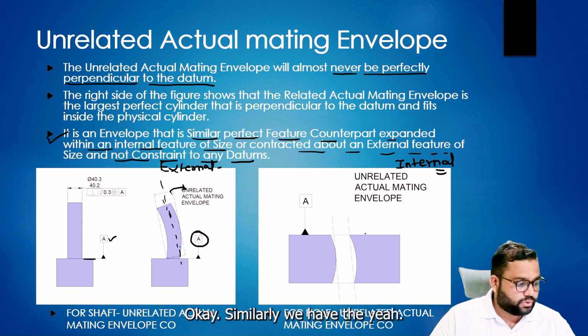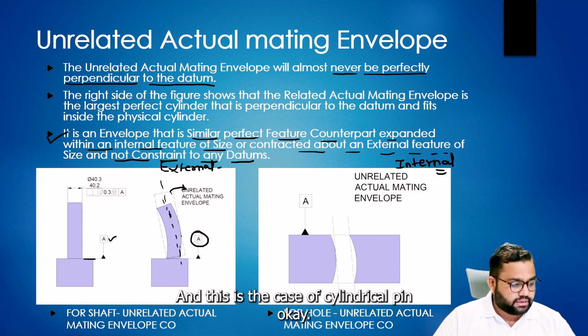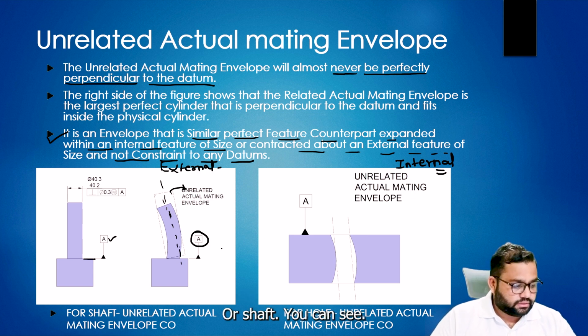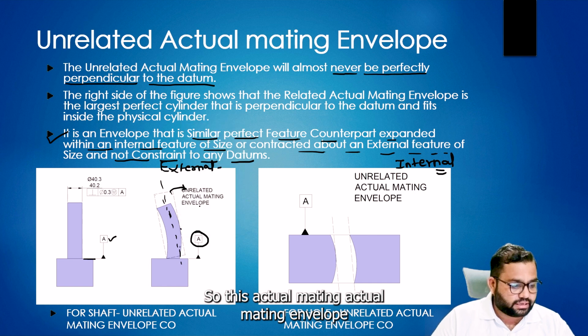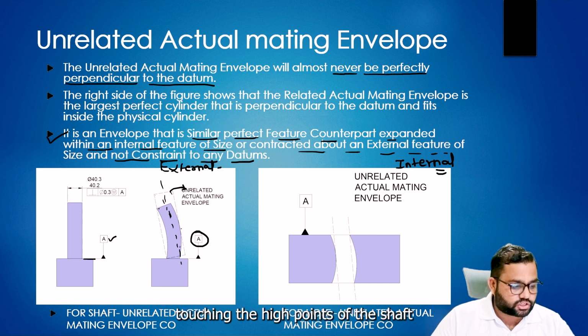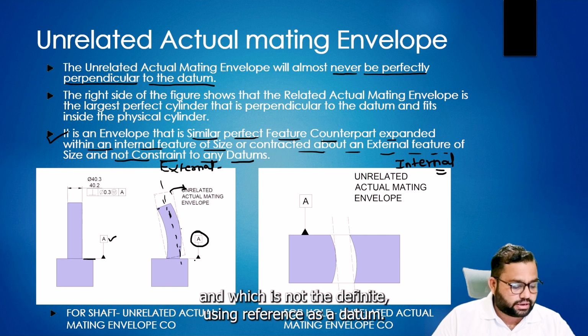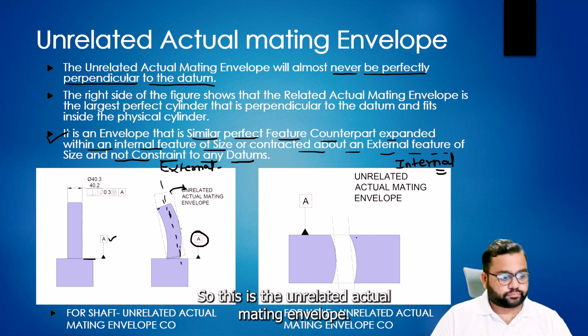Similarly, this is the case of a cylindrical pin, or shaft you can say. That touches the high points. So this actual mating envelope is touching the high points of the shaft, and it is not using a reference as a datum. So this is the unrelated actual mating envelope.